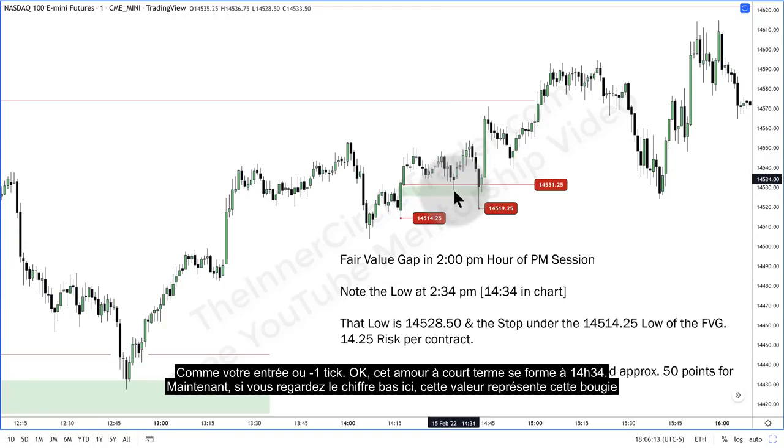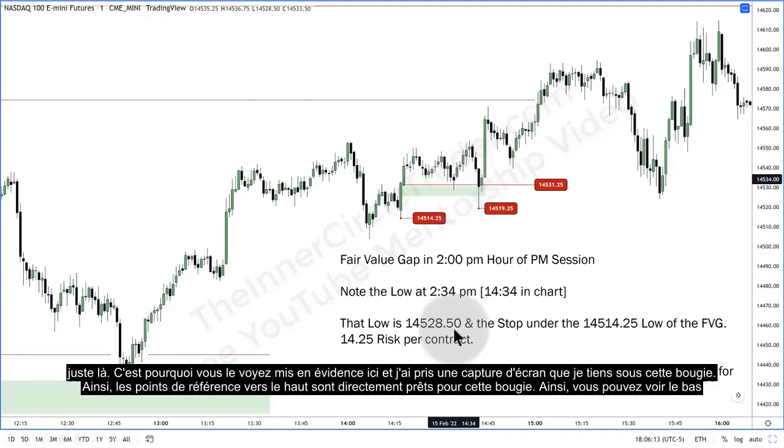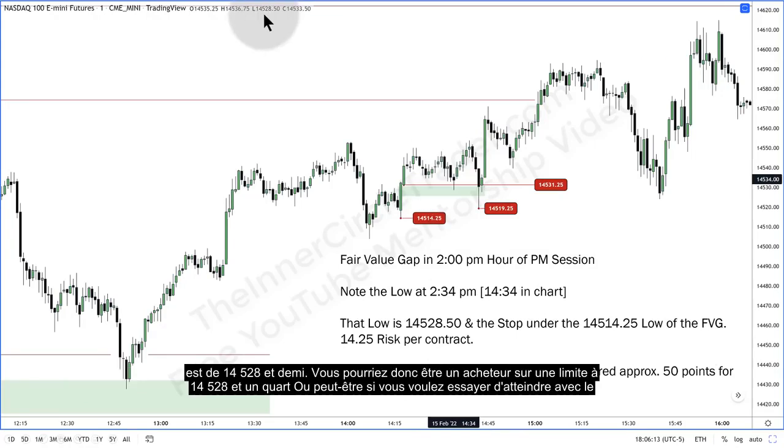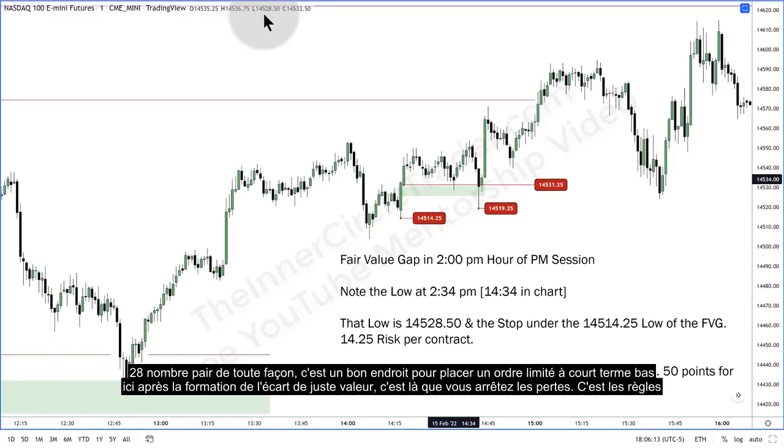Okay. This short-term low forms at 2:34 p.m. Now, if you look at the low figure up here, that value represents that candle right there. So that's why you see it highlighted here. When I took a screenshot, I'm holding underneath this candle, so that the reference points up here are directly related to this candle. So you can see the low is 14,528.5. So you could be a buyer on a limit at 14,528.25, or maybe if you want to try to reach for the 28 even number. Either way, that's a nice place to put a limit order in.